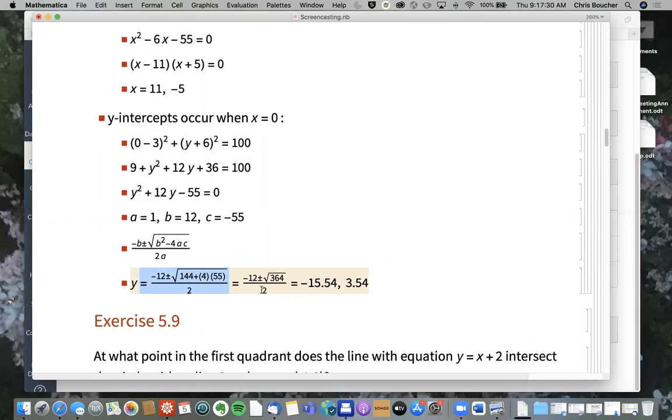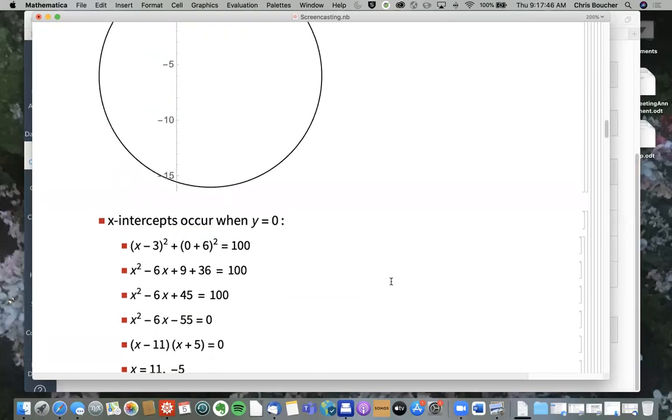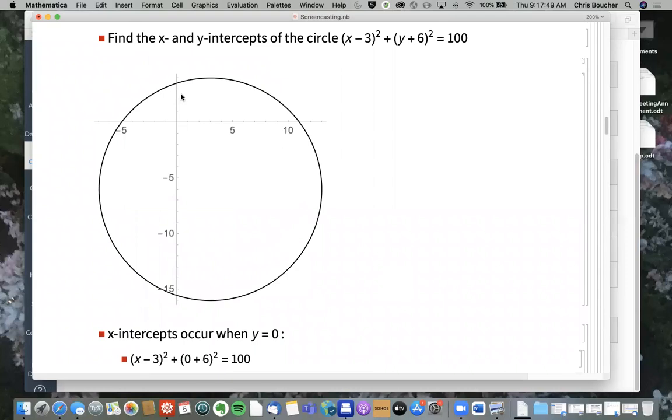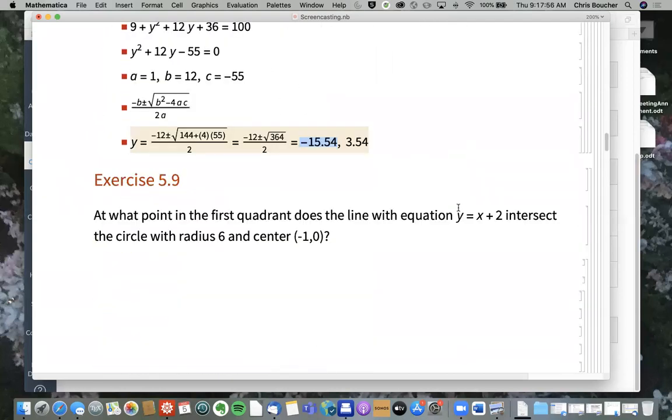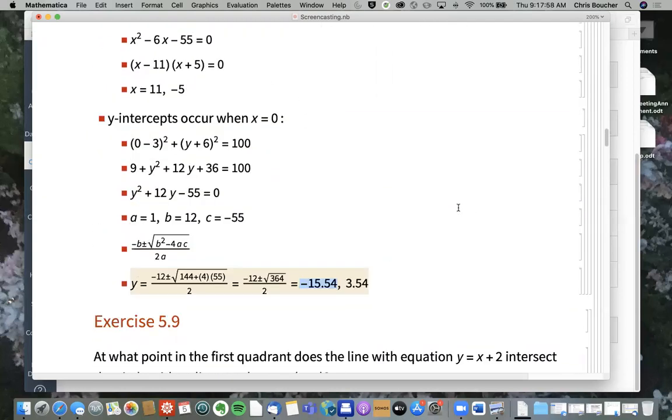And when I do all the calculation, I come out with 2 numbers. Because of the plus or minus, it's common to get 2 solutions here. And the solutions turn out to be, if I take the plus sign, I get 3.54. If I take the minus sign, I get -15.54. And those look about right too. So here's the one y-intercept, that's the 3.54, and here's the -15.54 down here. Okay, so intercepts, there's a little more algebra to do in finding the intercepts of a circle, but the basic strategy is always the same.